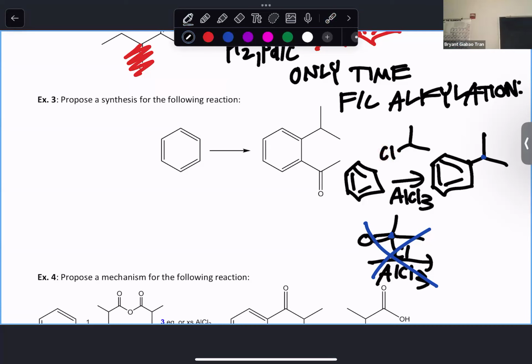What is the relationship between these two groups? Are they ortho, meta, or para to each other? Ortho, right? So let's say that that group was already there from that reaction. This is an ortho para director. We see nothing in the para position. How can that happen? Like if we try to add that Friedel-Crafts acylation reaction there, right?